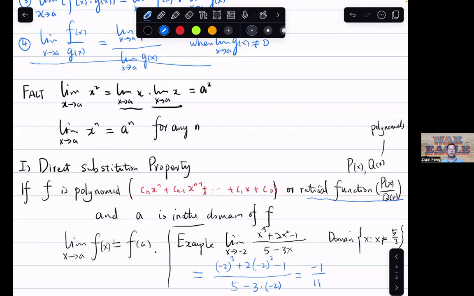So the first method is very straightforward. All you want to do is plug in the number a to get the limit whenever your function is a polynomial or rational, and a is in the domain. If a is not in the domain, you cannot plug in for sure, because f of a is not defined.